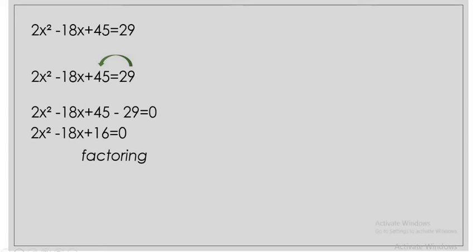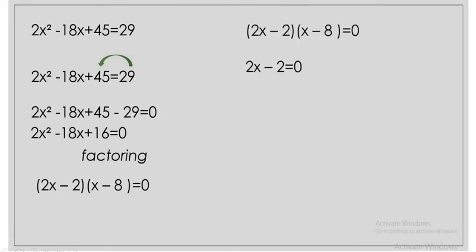We will use the factoring method, and the factors are quantity 2x minus 2 and quantity x minus 8 is equal to 0. Now, we will put 0 on both factors: 2x minus 2 is equal to 0 and x minus 8 is equal to 0. So, the additive inverse of negative 2 is positive 2.